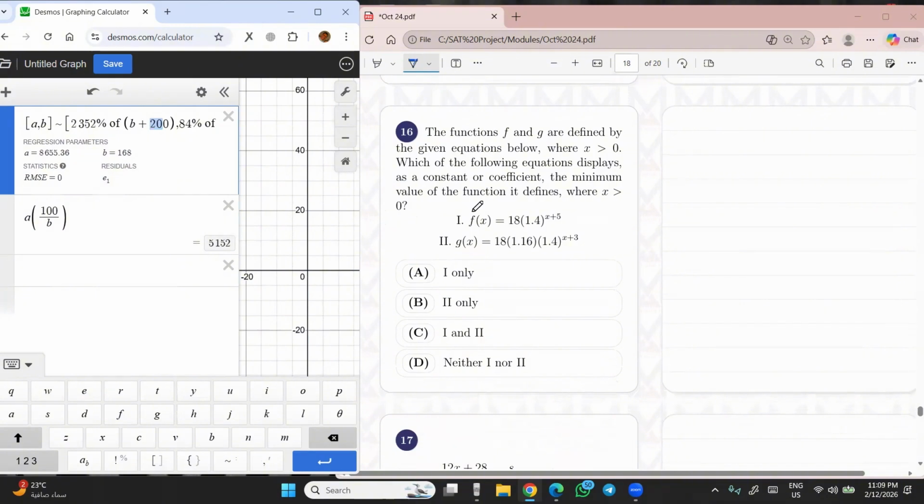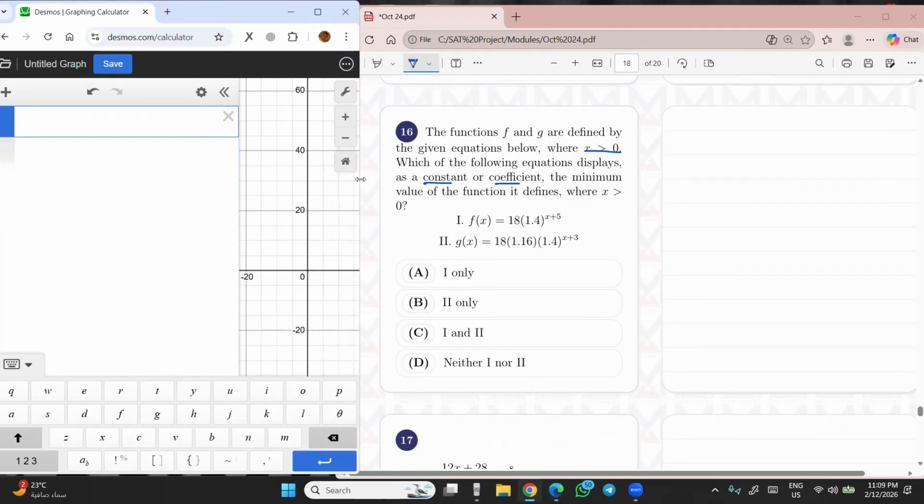Question number 16. The functions f and g are defined by the given equations. X is greater than 0. Which of the following equations displays the constant or the coefficient, the minimum value of the function? So minimum value appears always on the graph, but whenever you have x is greater than, it should not be minimum, because it should be greater than or equal to have a minimum, but whatever, you have to graph. If you graph it on Desmos, it's okay, it's easy to get the answer.